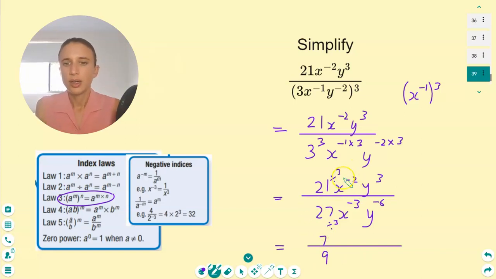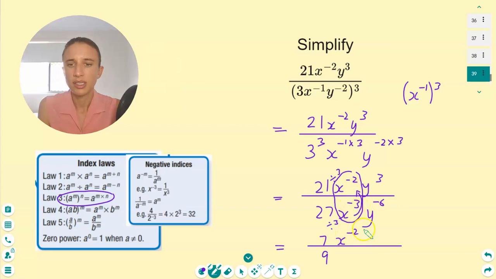And then let's look at simplifying this bit. So I can say x. Okay, if I want to make it positive, I'm going to bring that x to the negative 3 up to the numerator. So we're going to have x to the negative 2, and it becomes x to the positive 3 if I bring it up to the numerator. So I'm just going to write that as that.